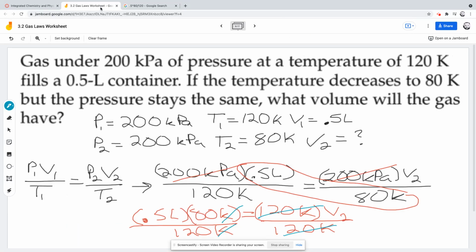Does that make sense? So when I do all this math, I get 0.33 liters, and so I'm going to put that up here. And that's it.